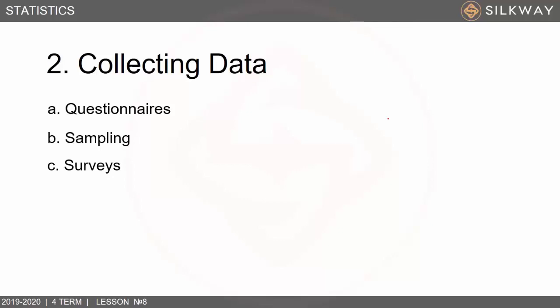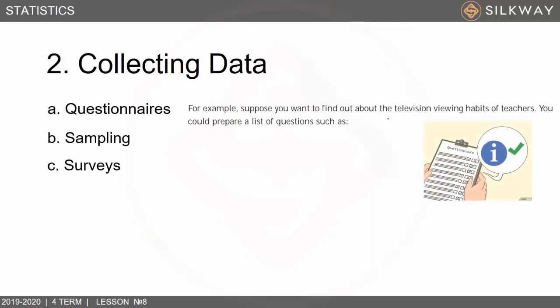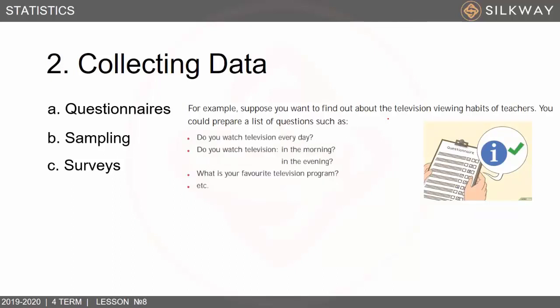Okay, first one, questionnaires. A questionnaire is a list of questions about the given topic. It is usually printed on a piece of paper so that the answers can be recorded. For example, suppose you want to find out about the television viewing habits of teachers. You could prepare a list of questions such as: do you watch television every day? Do you watch television in the morning or in the evening? What is your favorite television program? Etc. Some questions will have a yes or no answer. Other questions might ask a person to choose an answer from a list or to give a free answer.